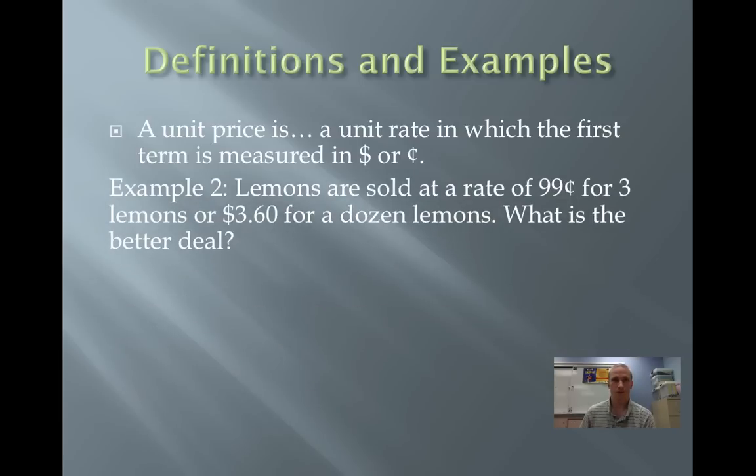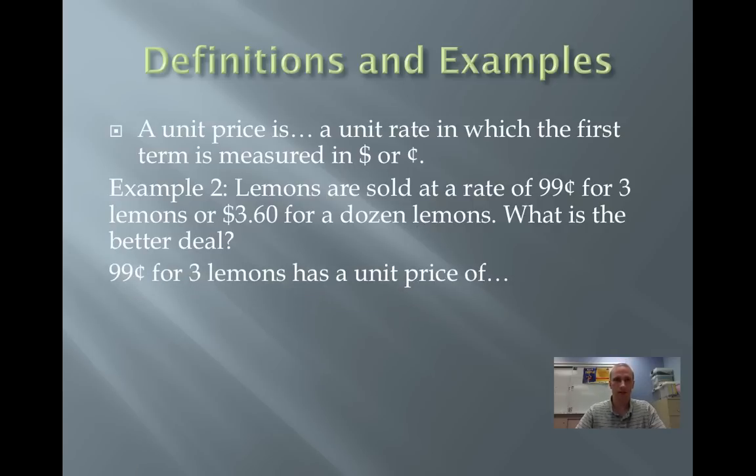For instance, we have lemons that are sold at a rate of 99 cents for 3 lemons, and $3.60 as another possibility for buying 12, which is what a dozen means. A dozen is 12. The question is, what is the better deal?